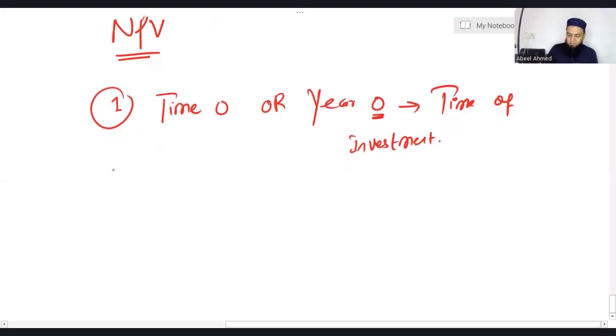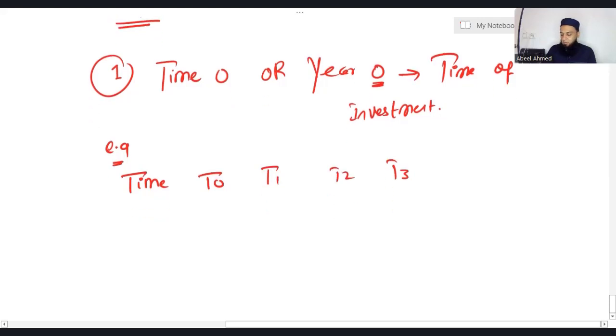For example, let's say we have a project in front of us which has a useful life of only 3 years. T1, T2, T3. T0, as we discussed, is the point of investment. I'm just assuming the initial investment is $1,000.